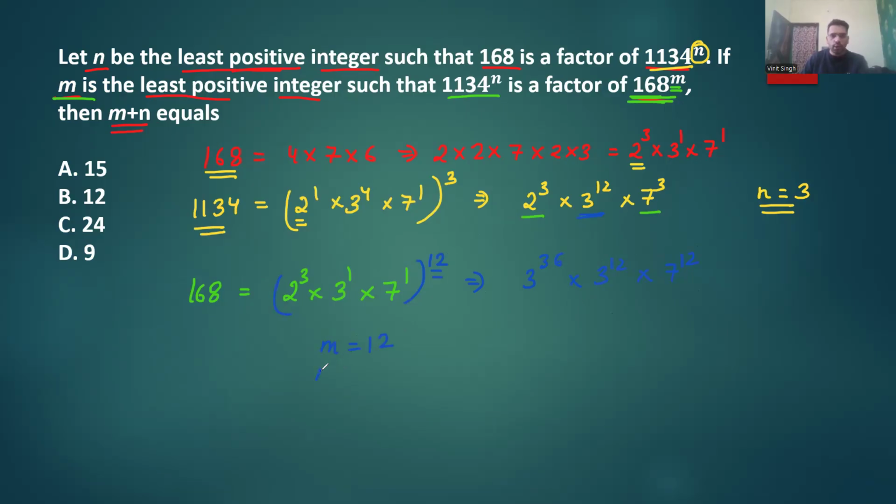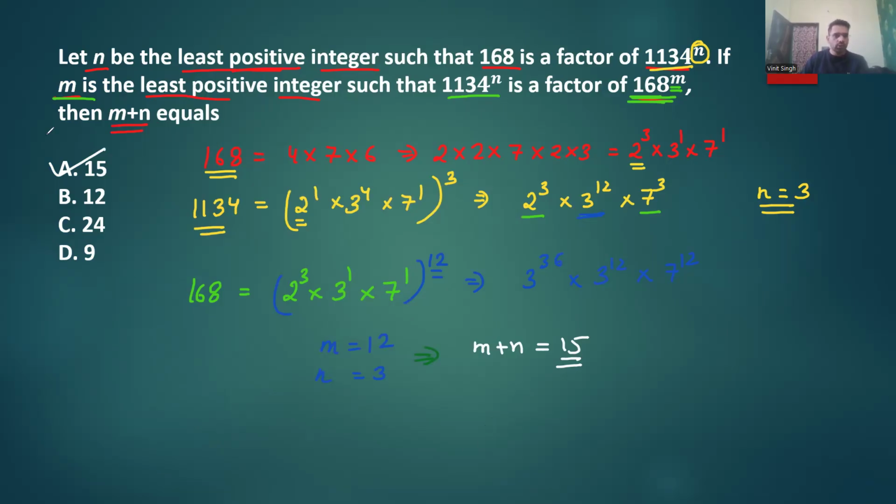So m is equal to 12, n is equal to 3. Now the sum of these two numbers, m plus n, is equal to 15. So option number A will be our right answer.